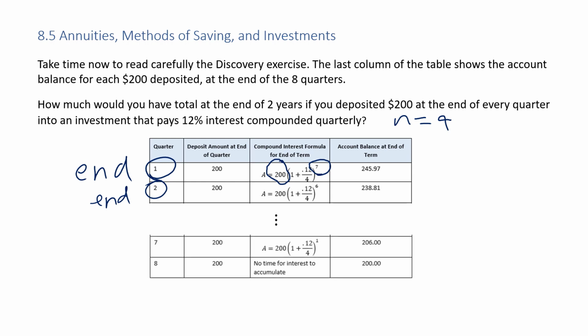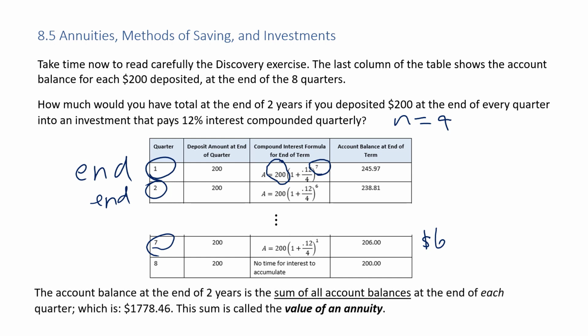If we continue, let's note that the money you put in at the end of the 7th quarter earns only $6 interest. And more interesting is money that you put in at the end of the 8th quarter, when you take the money right back out, earns no interest at all. The account balance at the end of the 2 years is the sum of all account balances at the end of each quarter. When you add those 8 sums, you end up with $1,778.46. This sum is called the value of an annuity.